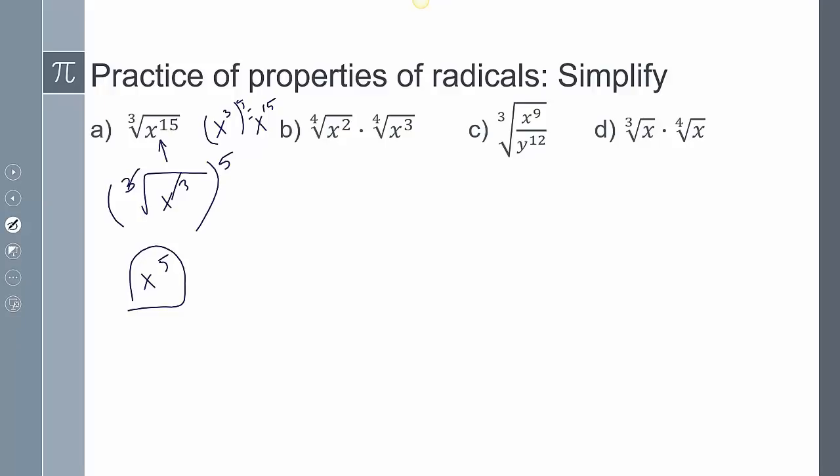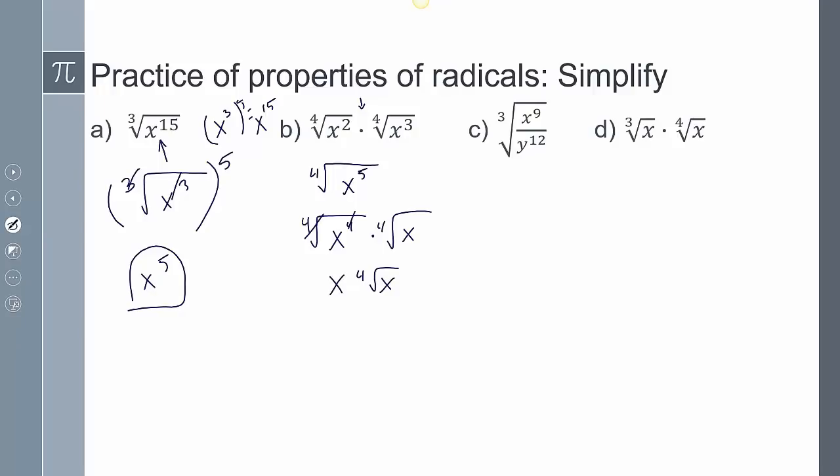For this next one, we're multiplying, so this is going to be the fourth root of x to the fifth. The way that we can simplify this now is to break this up. I could break this into the fourth root of x to the fourth times the fourth root of x. And so now this would cancel out, so I'm left with x, and then I'm left with the fourth root of x.